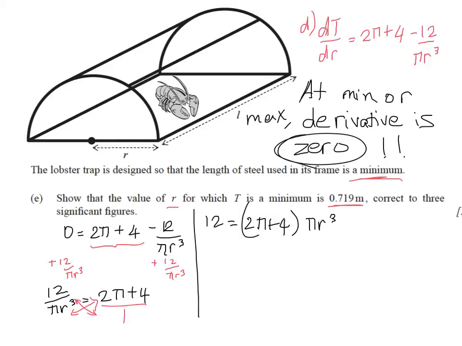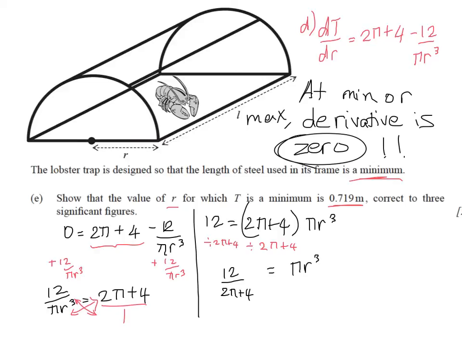So now we have a bunch of stuff with our pi r to the third again, but that's okay because we can now divide both sides by 2 pi plus 4. Divide by 2 pi plus 4, and we get that pi r to the third is equal to 12 over 2 pi plus 4. All right, we are getting closer.